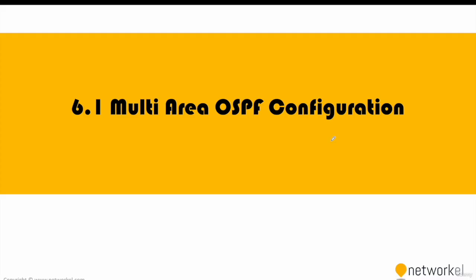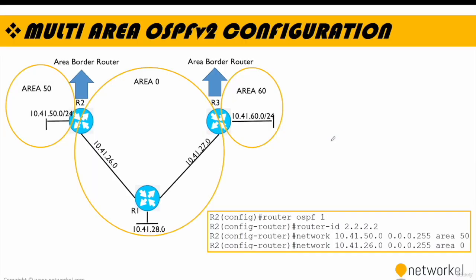So let's go with the multi-area OSPF configuration. This is how I'm doing the configuration for multi-area OSPF. Let's look at router 2. I type router ospf and the process number, router ospf 1 in this case. In the first stage, I define my router ID. For simplicity, I am giving it 2.2.2.2. Then I define the interfaces that will join my OSPF.